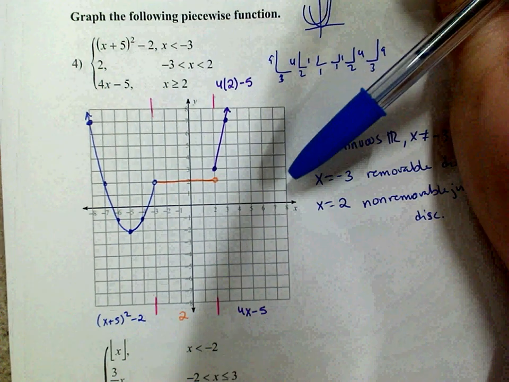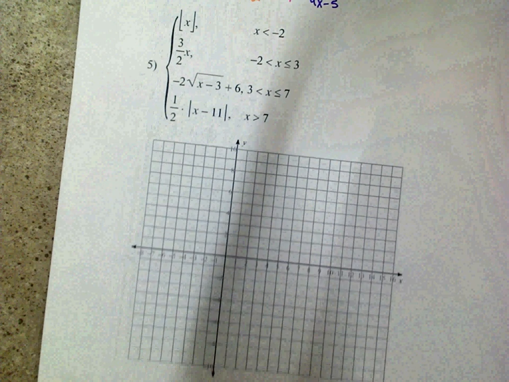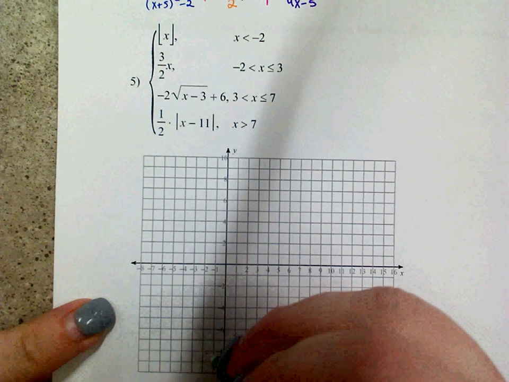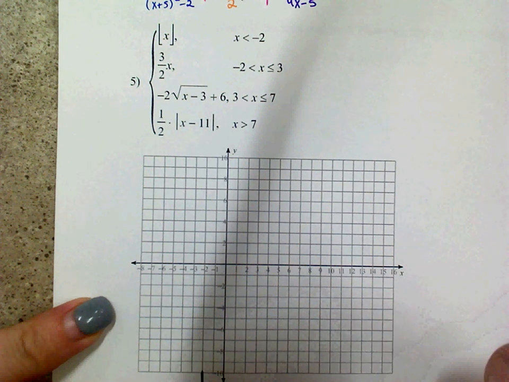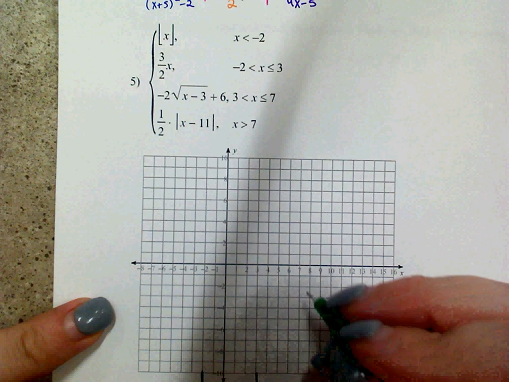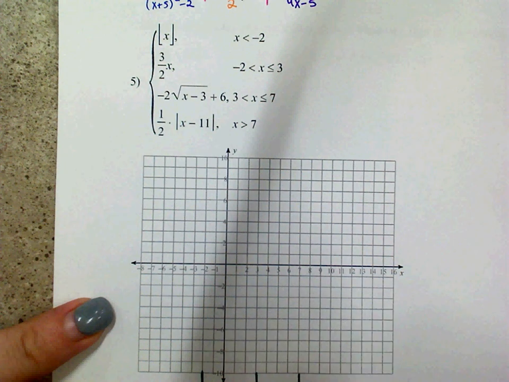Number 5. All right. This, well, it breaks it up into 4 parts. Less than -2, between -2 and 3, between 3 and 7, and then greater than 7. So let's graph those functions.